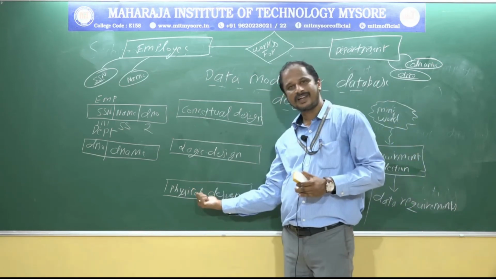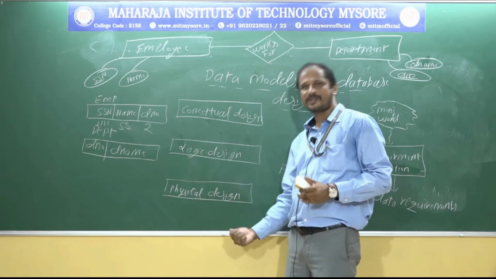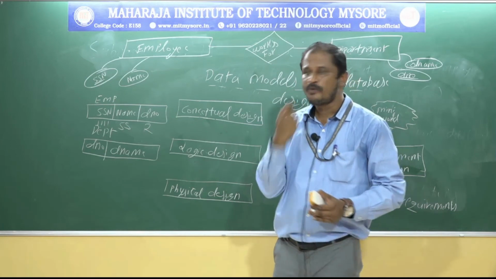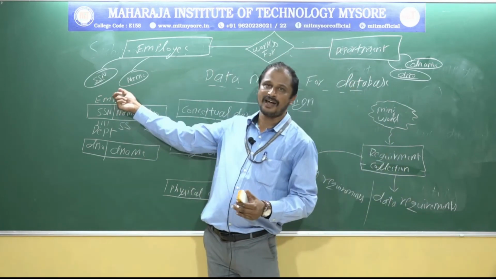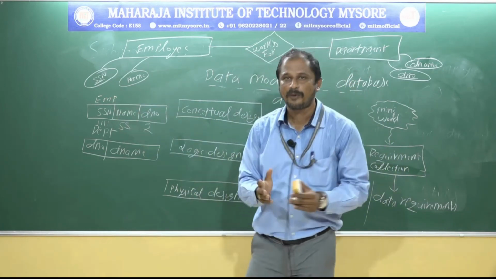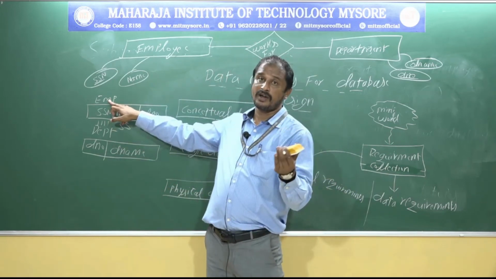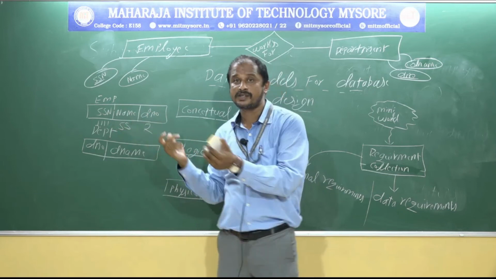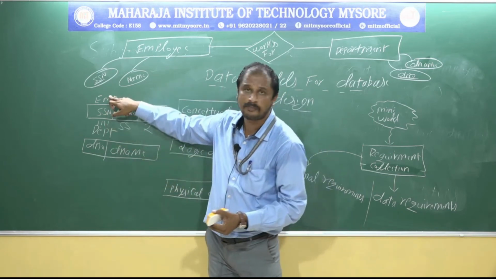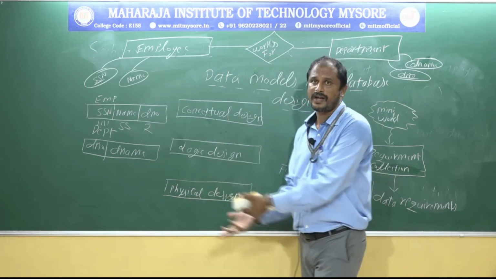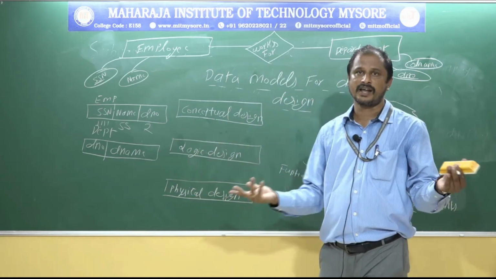So in physical design, while going for storage, you want to tell that SSN is a primary key which defines the table employee. This SSN is a unique key that defines the employee table. Like that, there are 5 departments. We have 1, 2, 3, 4, 5 as a primary key that defines them, right?